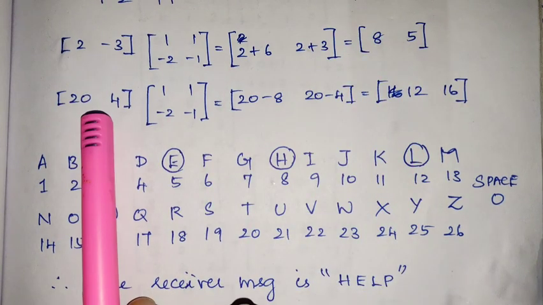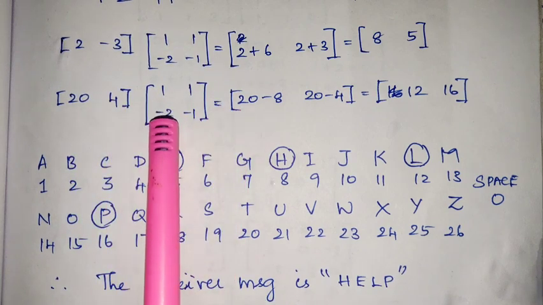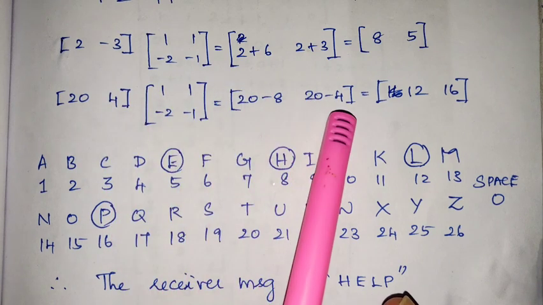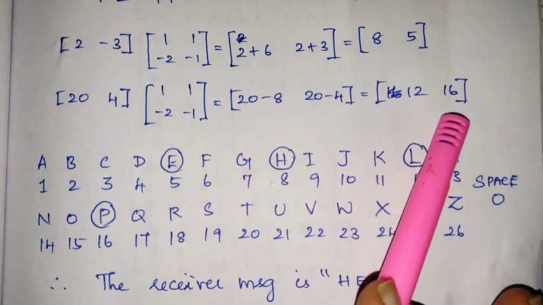Okay. Now the second matrix and the decryption matrix. 20 into 1 is 20. 4 into minus 2 is minus 8. 20 into 1 is 20. 4 into minus 1 is minus 4. So 20 minus 8 is 12. And 20 minus 4 is 16.